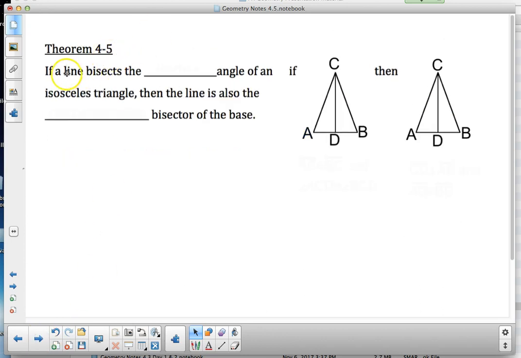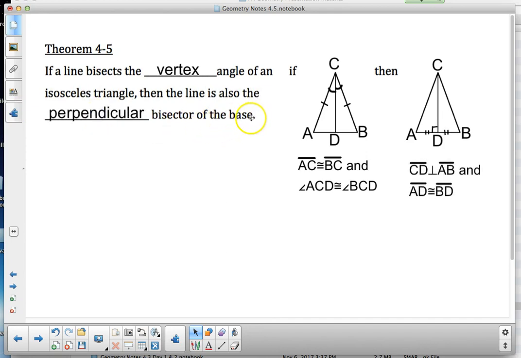Now, theorem 4.5. If a line bisects the vertex angle of an isosceles triangle, then the line is also the perpendicular bisector of the base. Okay? So this is a vertex, so angle ACB is bisected by segment CD, so that angles ACD and BCD are congruent. Okay, and that's what we got. ACD is congruent to angle BCD, and AC and CB are the same.